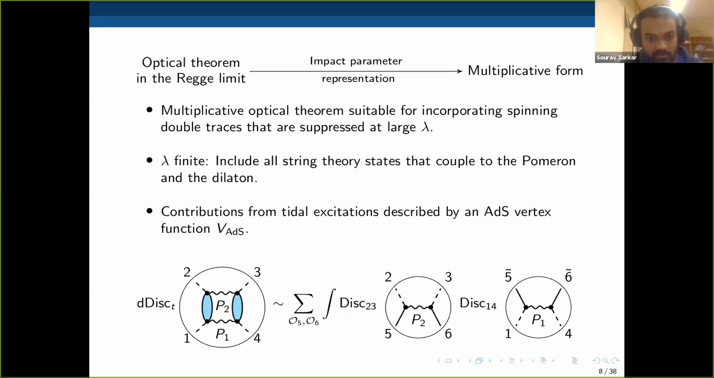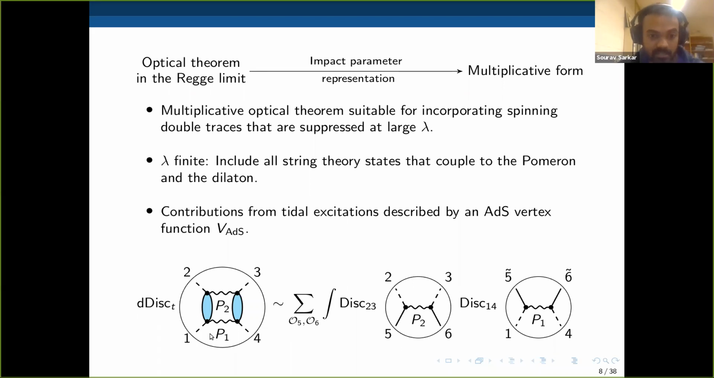So what we will do is apply the optical theorem that we derive in the Regge limit, and we will carry out this entire analysis in what's called the impact parameter representation. In this representation, the optical theorem is multiplicative, so it allows us to more or less easily incorporate spinning double traces. These double traces are usually suppressed at large 't Hooft coupling. In other words, they correspond to all the string theory states that would couple to the Pomeron and the dilaton. So we are basically considering this process here, the dDisc.